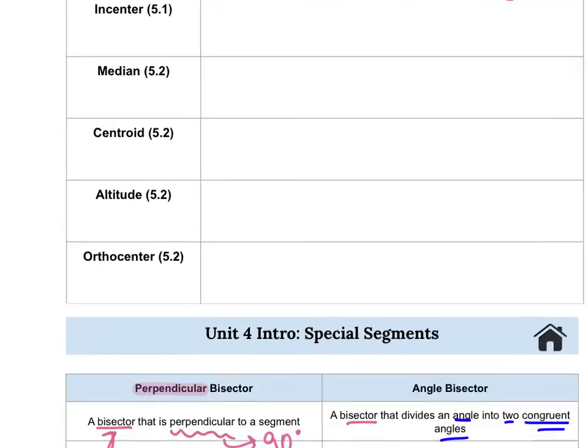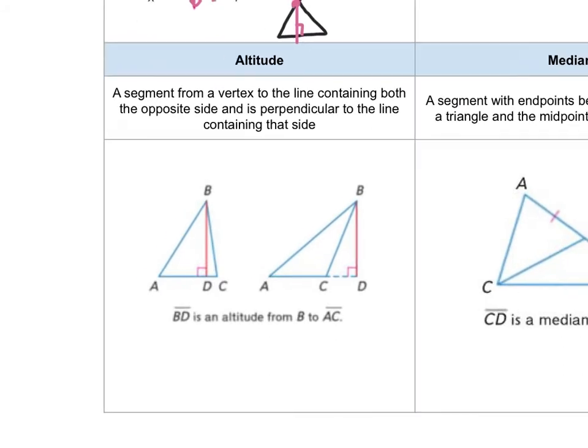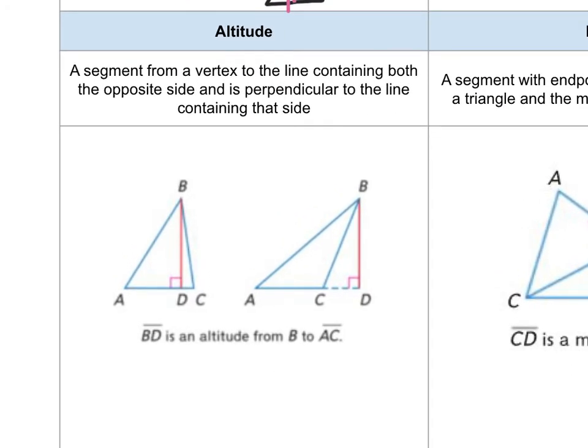Alrighty, so we have two more. Moving back down to our notes, we have altitude and median. Altitude is going to be a segment from a vertex to the line containing the opposite side and is perpendicular to the line containing that side. What? So let's break it down.